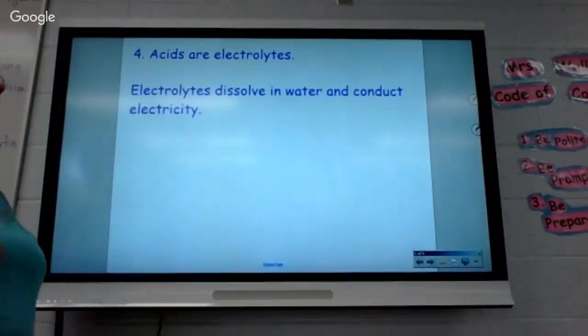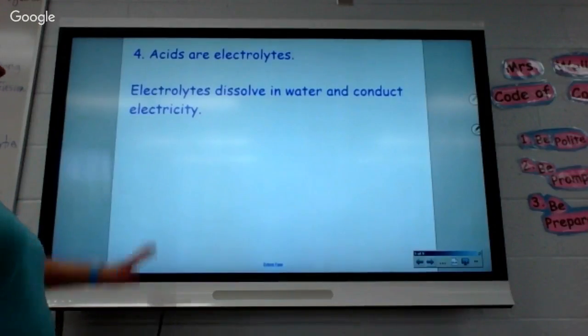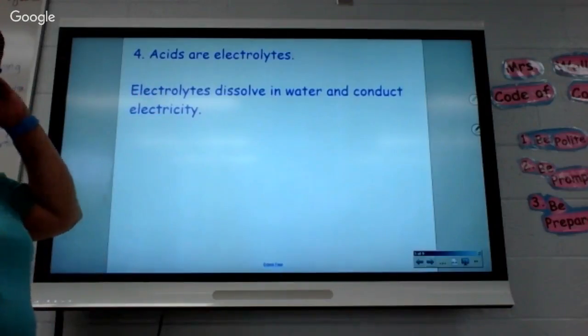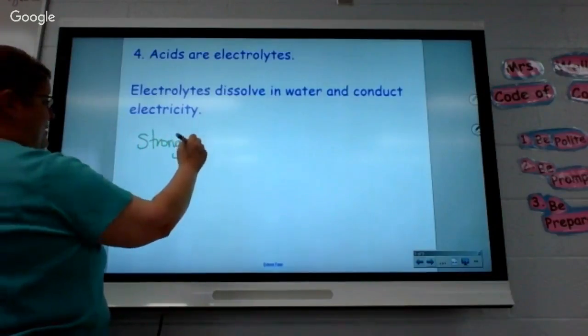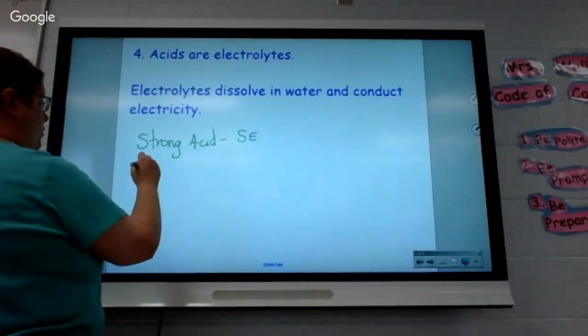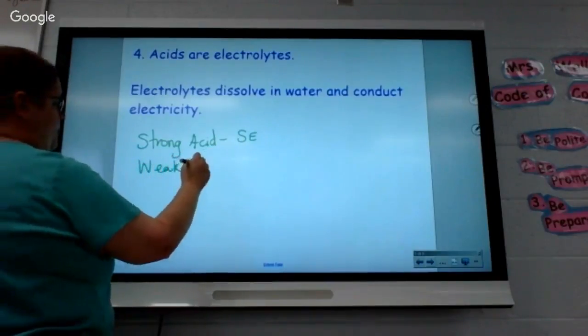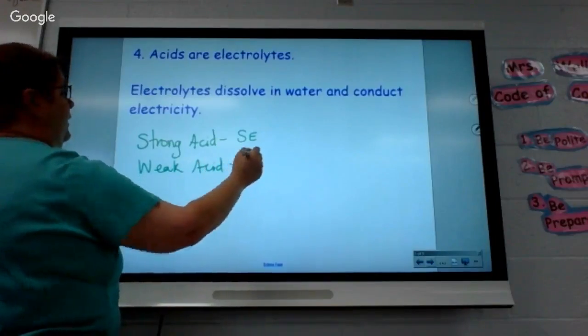All right, number 4, acids or electrolytes. We just talked about this the other day. What's an electrolyte? That's the piece that's important in this number 4. They make electricity when dissolved in water. Okay, so electrolytes dissolve in water and conduct electricity. So we said strong acids are strong electrolytes. Was the chart 3? Yep. Okay. Weak acids were weak electrolytes.